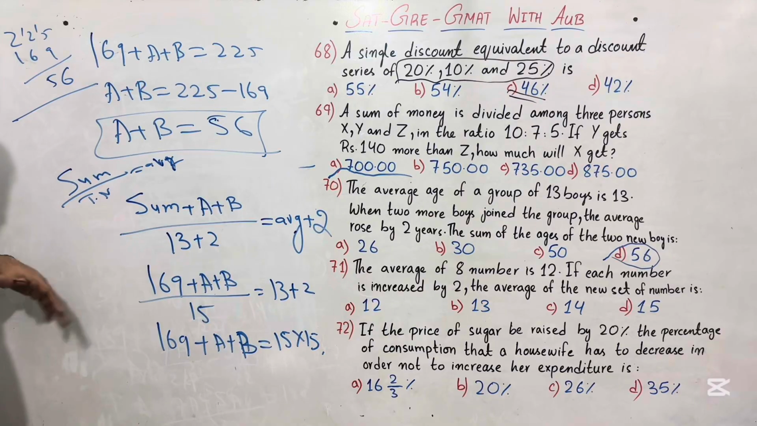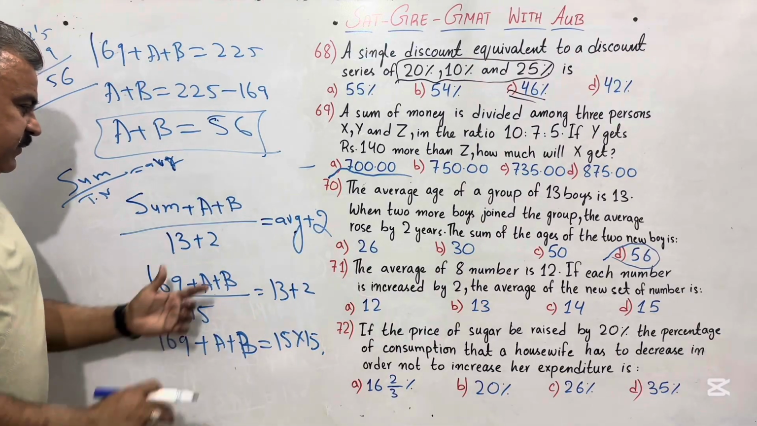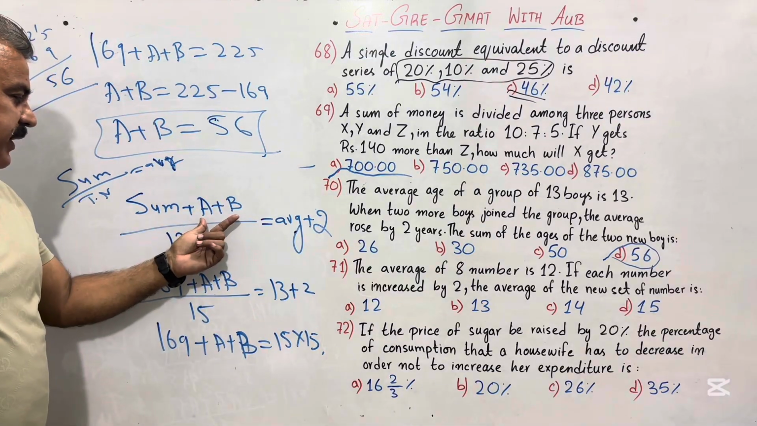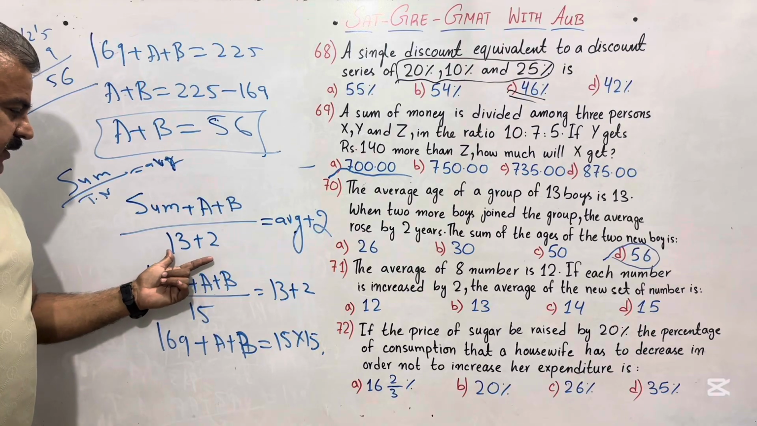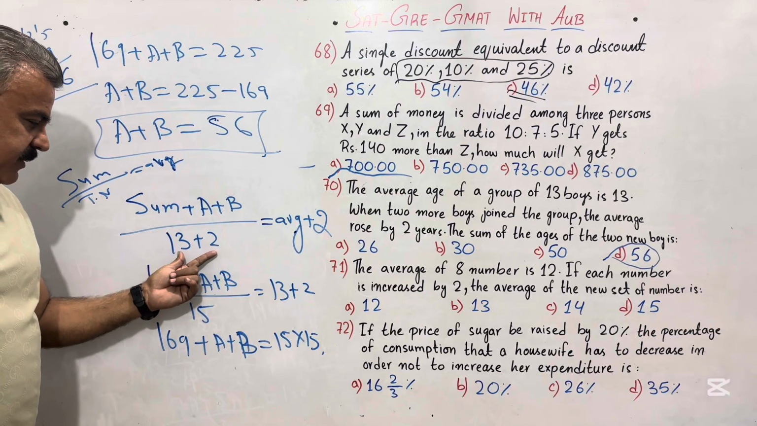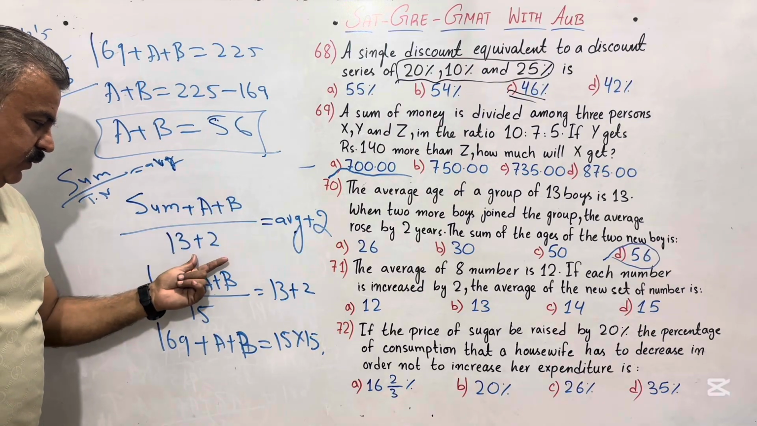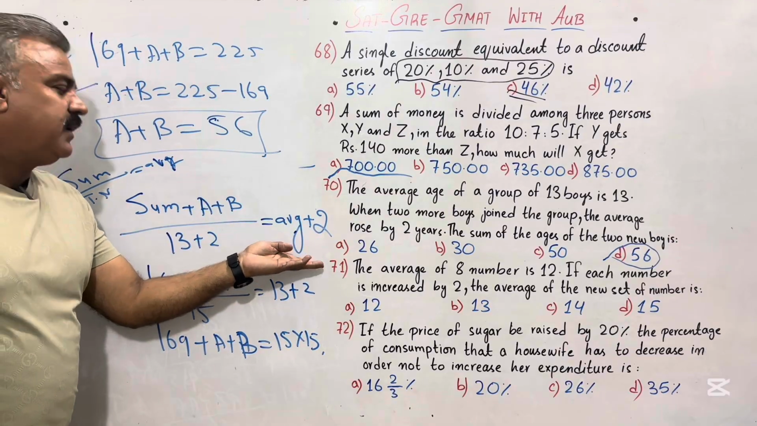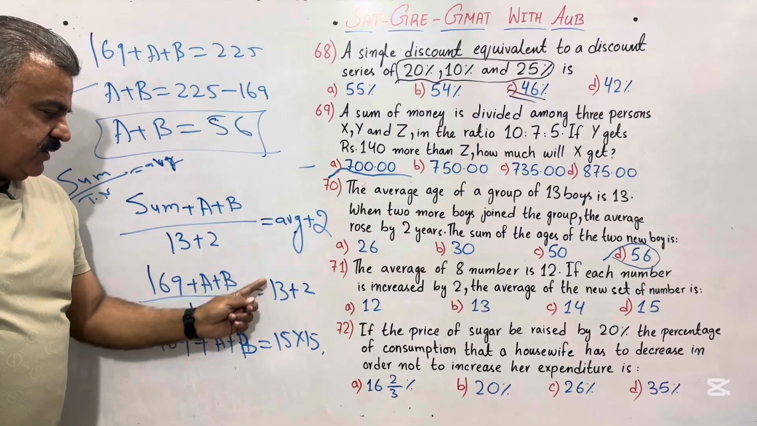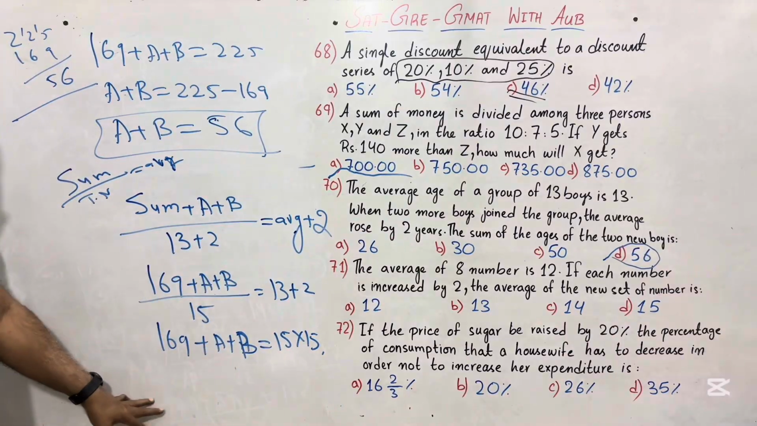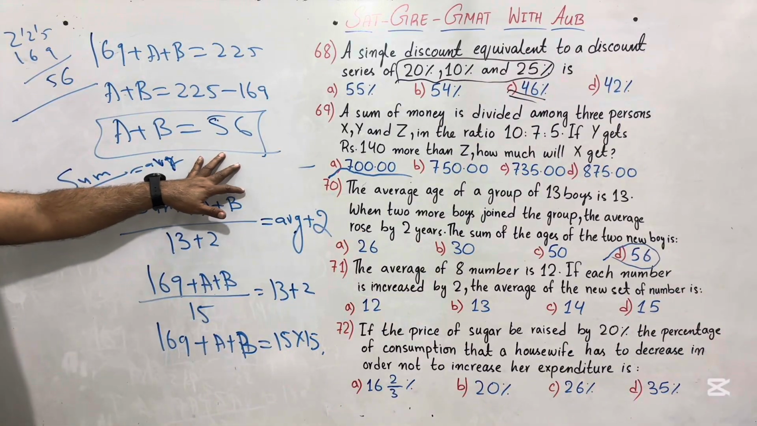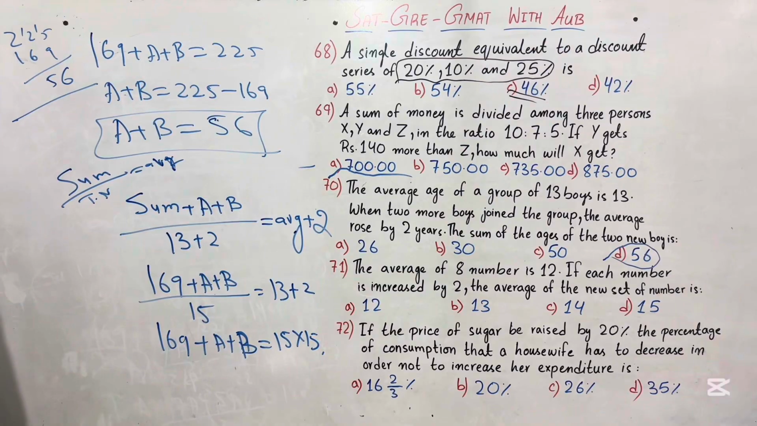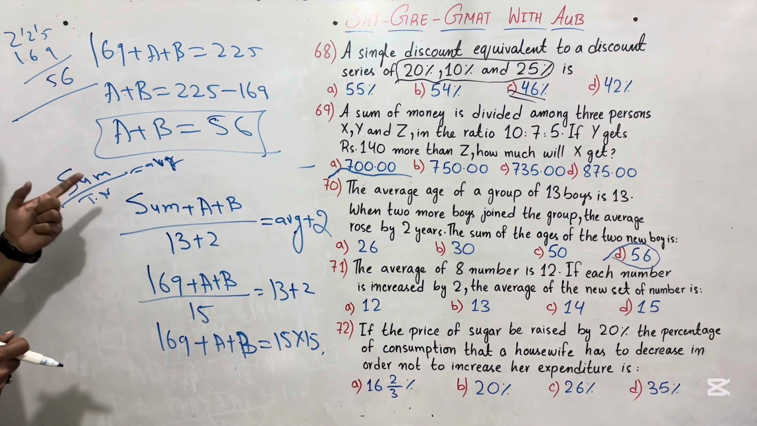Second, after the induction of two new boys, A and B, we have increased the number by 2 as we have included two new boys, and the average also rose by 2. Then solving for A and B, we got the sum of the ages of the new two boys is 56.